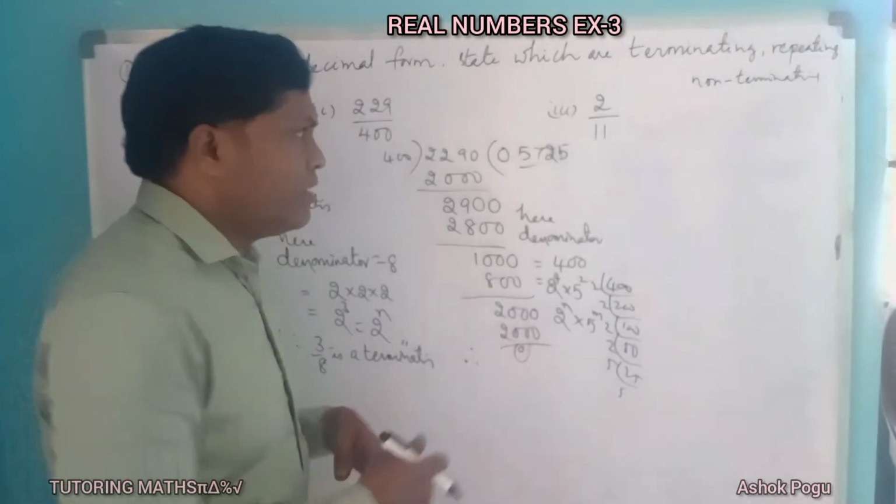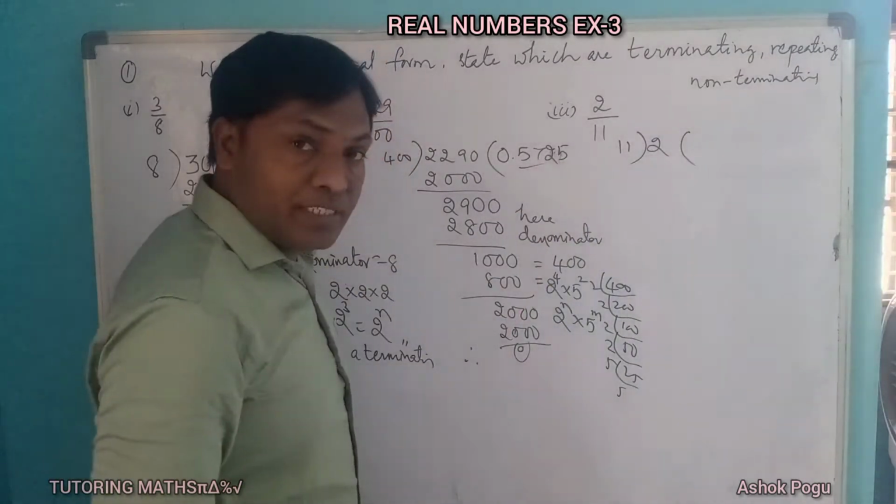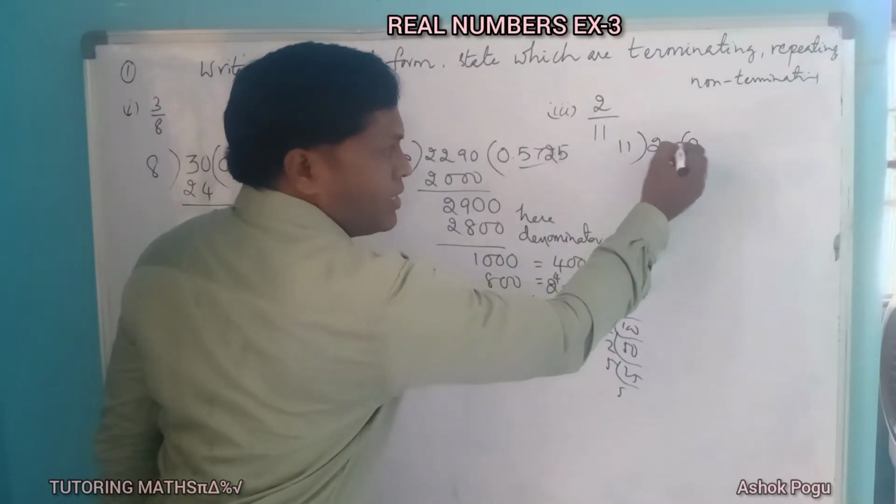Coming to the third question, 2 by 11. So divide 2 by 11. It is not possible, as it is smaller than the denominator. So take a decimal point.